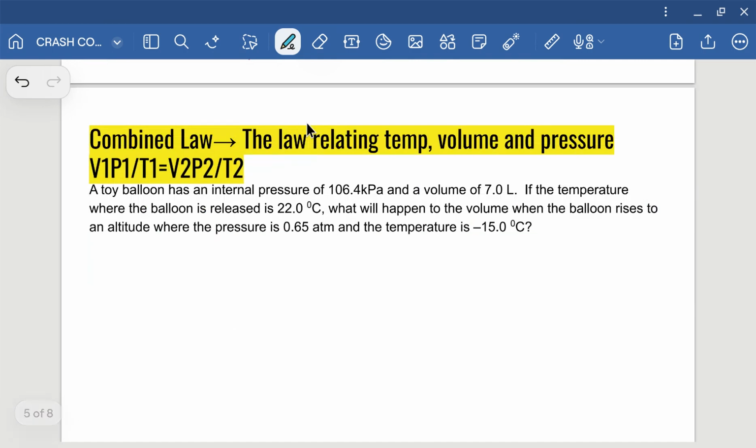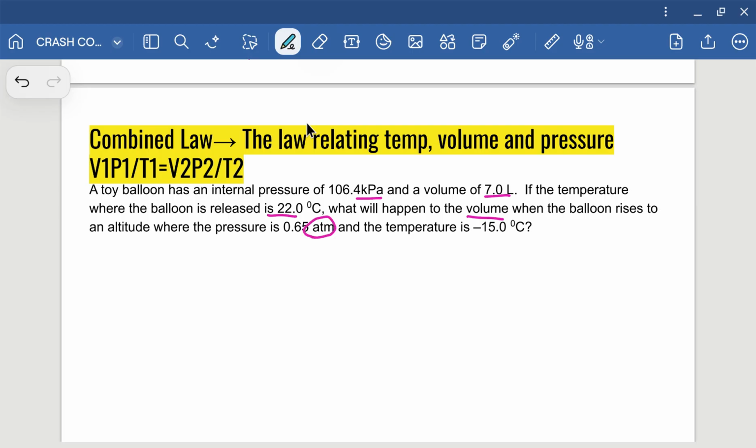The next law is the combined gas law. The combined gas law is now putting your three variables together: temperature, volume, and pressure. With this one, again, we want to make sure our units are the same when we're looking at pressure. Just quickly looking at it, you have an internal pressure in kPa, you have an initial volume, and an initial temperature. It is asking you about volume again when the pressure changes, but now our pressure is in atm.